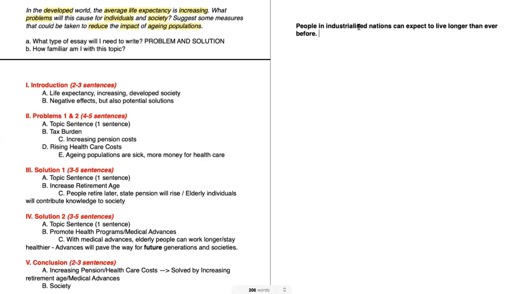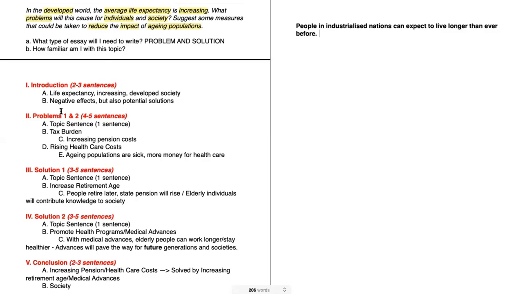You could also write this with a Z. All right, so that is my rewritten question. People in industrialized nations can expect to live longer than ever before. It's very similar to in the developed world, the average life expectancy is increasing. Perfect. I have set the scene for my essay.